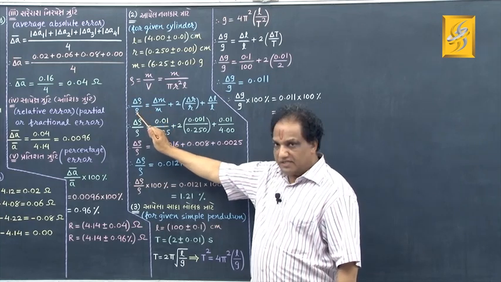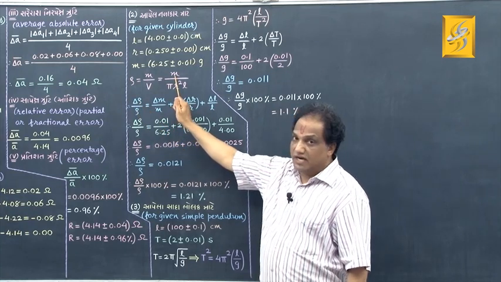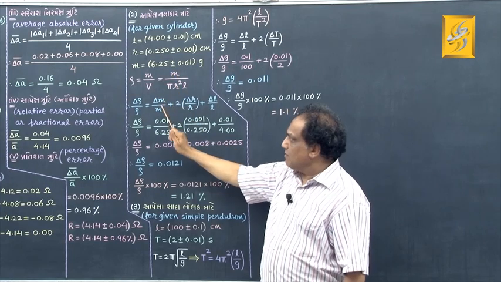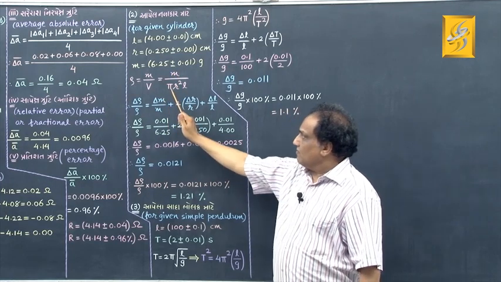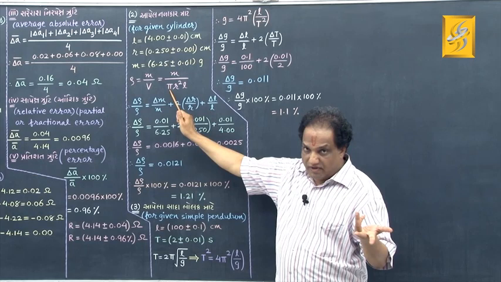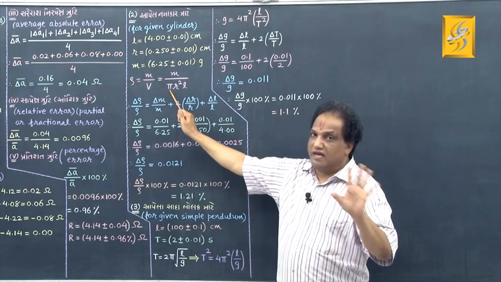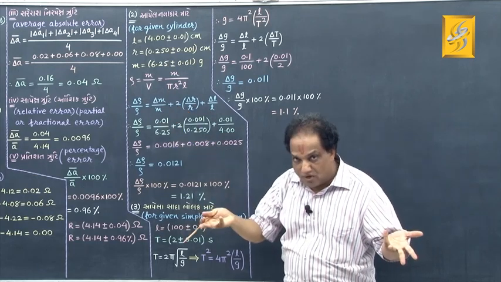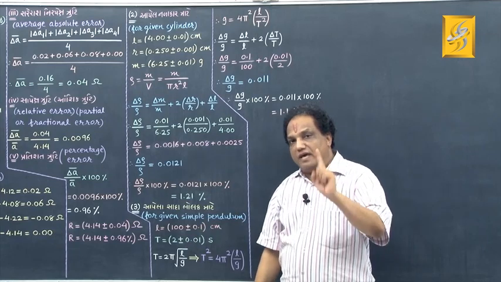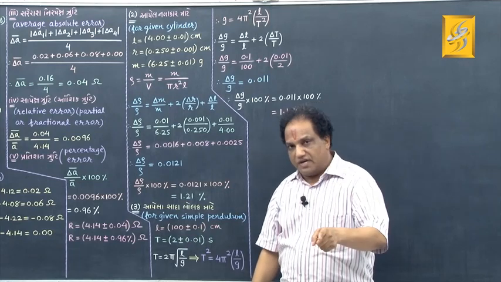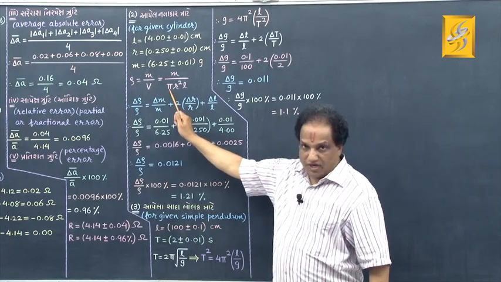From here, the relative error in mass is delta m upon m. For pi, because it is a mathematical value, you are not supposed to write any error in that. It is a mathematical number. We are supposed to write errors only in physical quantities. Pi is not a physical quantity, okay?